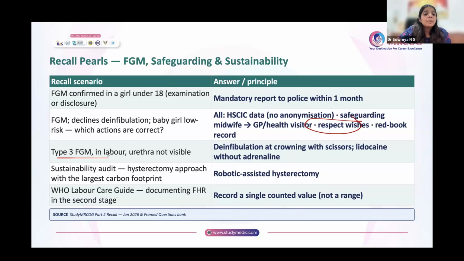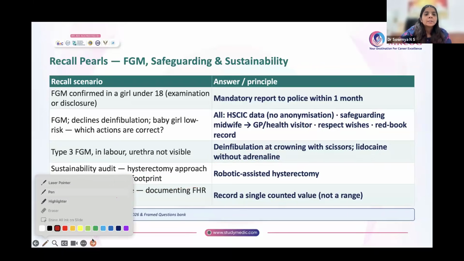Type 3 FGM in labor, urethra not visible. Guys, this is extremely important. You would all know defibrillation with crowning with scissors, lidocaine without adrenaline. Hold on to this because I think I have added explanation why without adrenaline for her. Hysterectomy approach with the largest carbon footprint. Okay, sustainability audit. Okay, WHO labor care guide. I think this is a generic one which I have added.